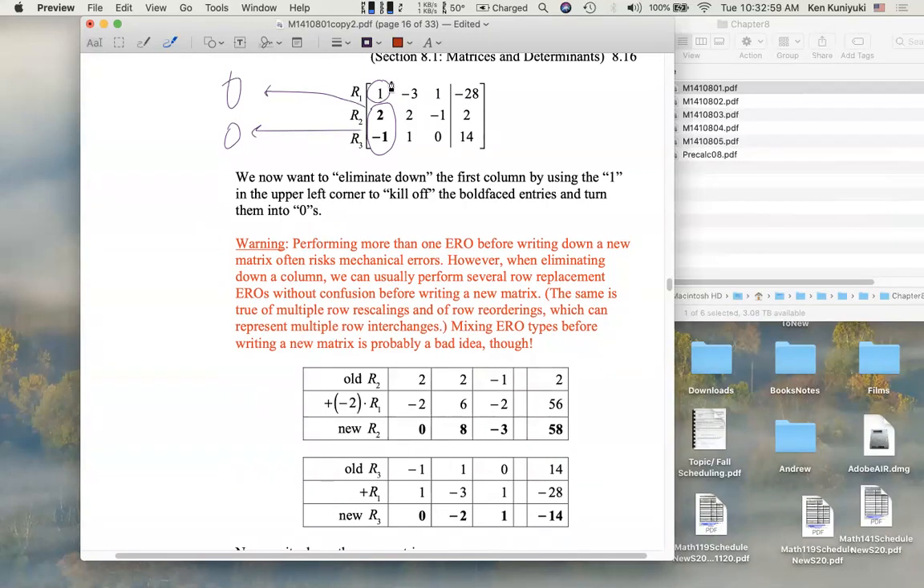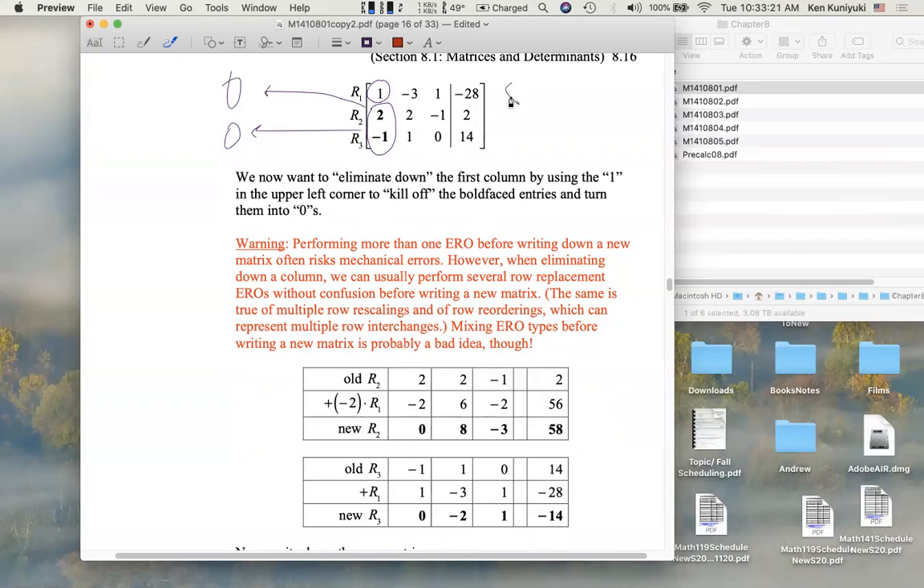Okay, so how can we use, say, this positive 1 to change this 2 into a 0? Actually, you could argue that it might be easier to use the negative 1 to change the 2, but let's use the positive 1 here. What would you multiply the top row by before you add it to the second row in order to make this a 0?